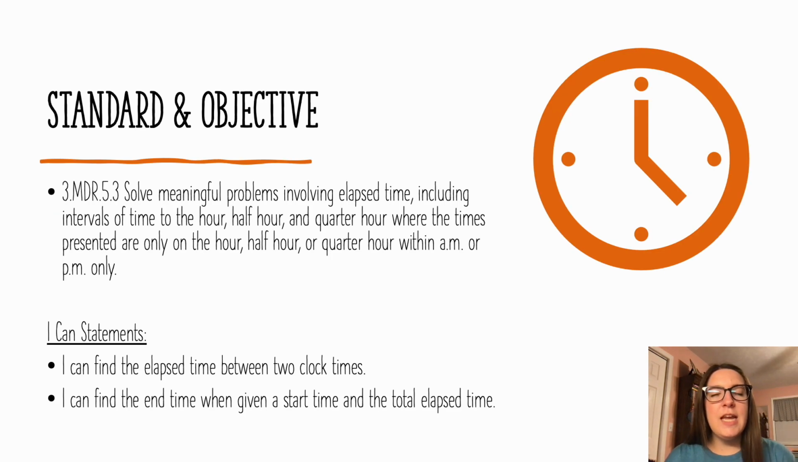So the standards and objective for this lesson are solve meaningful problems involving elapsed time, including intervals of time to the nearest hour, half hour, quarter hour, where the times presented are only on the hour, half hour, or quarter hour within AM or PM only. So our I can statements for this lesson are I can find the elapsed time between two different clock times, and I can find the end time when given a start time and the total elapsed time.